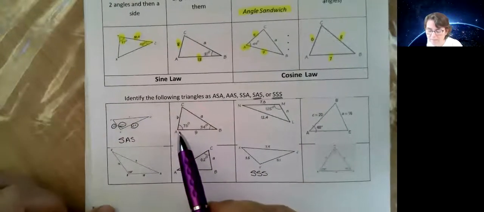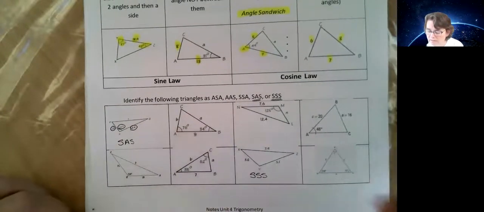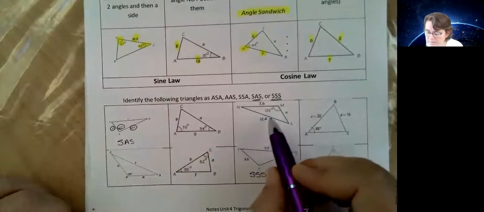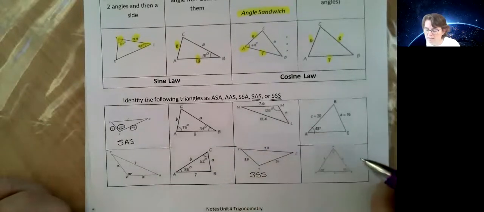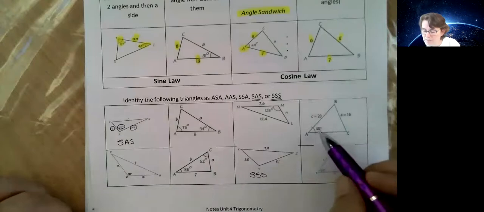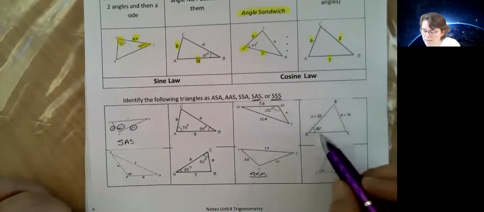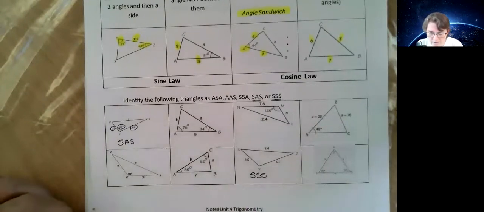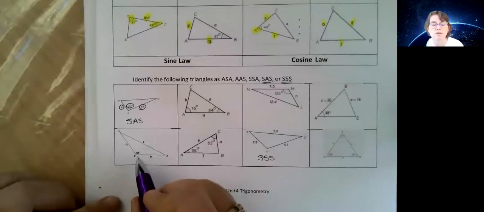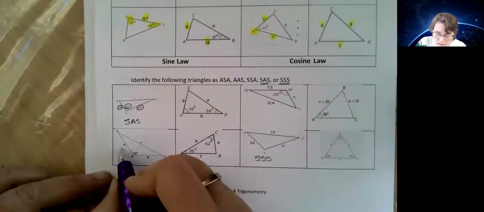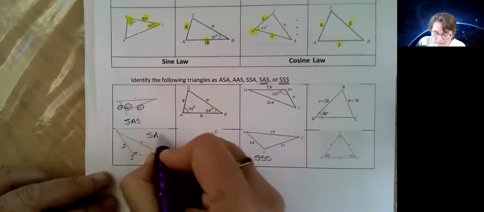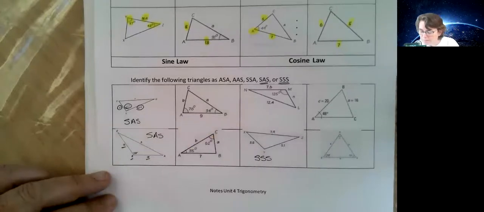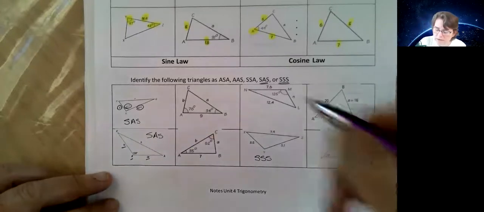Now, that's got two angles. That's not it. How about this one? No, right? I need the angle to be, if I had a number over here, that would be SAS. How about this one? No, that's two sides, but the angle's not in between. How about this one? Oh, yeah, sorry, I moved that on you. We've got a side and the angle in between, so that's SAS. And that one's not.